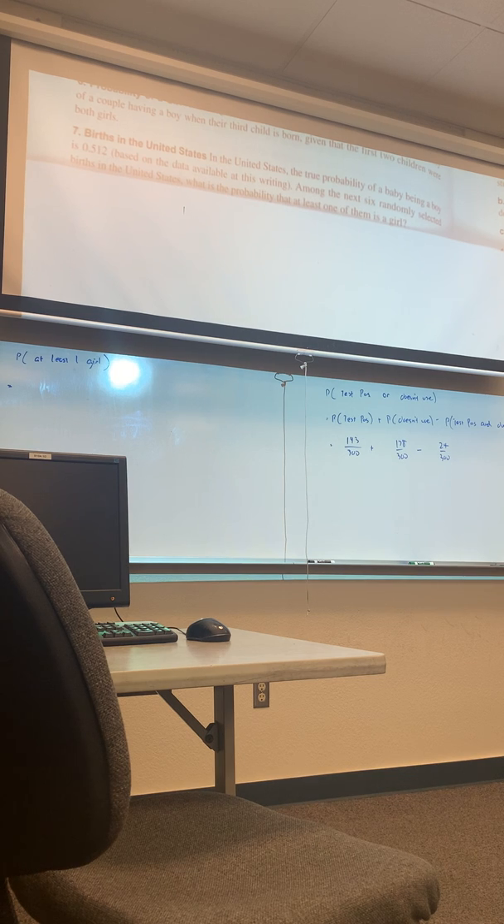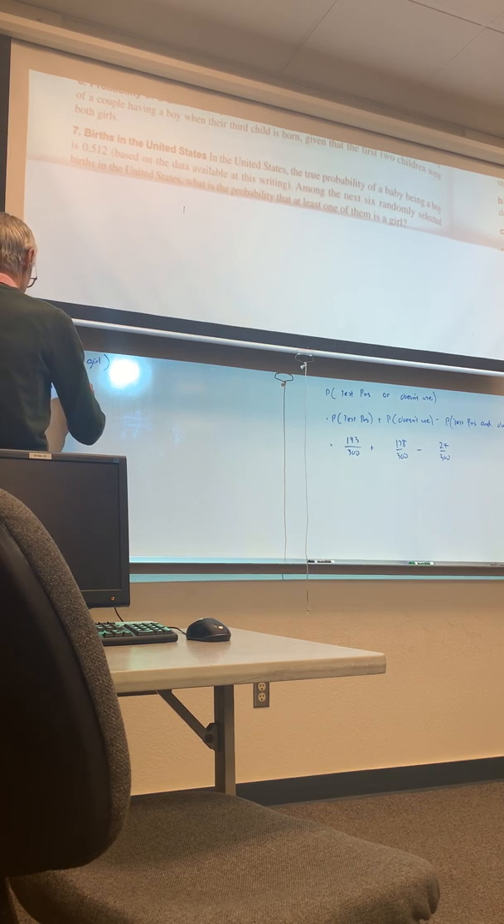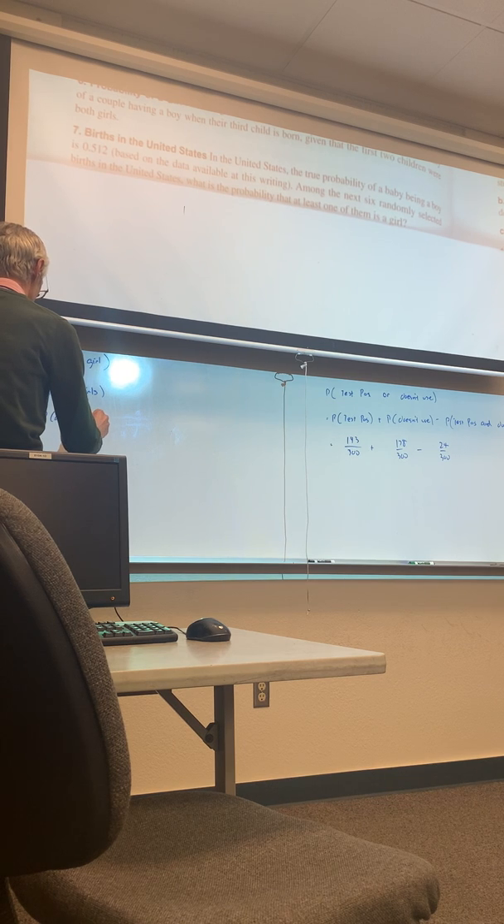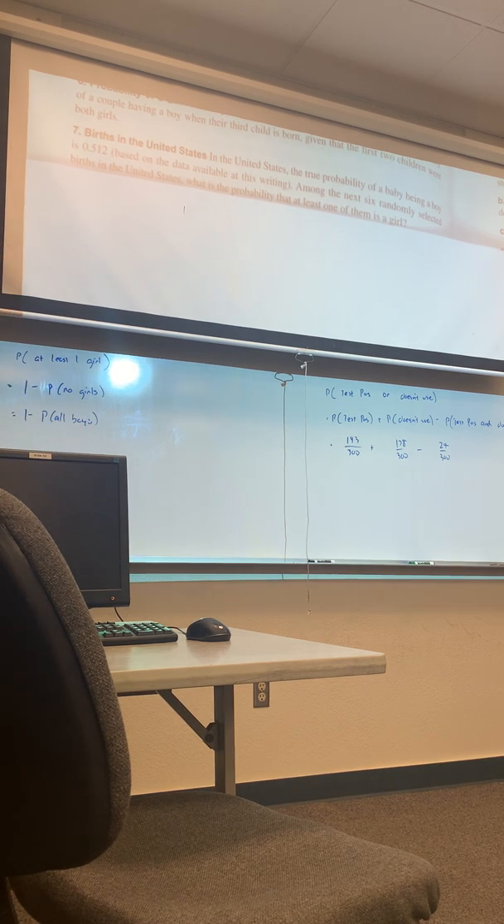Yeah, the probability of at least 1 is 1 minus the probability of all boys. No girls, all boys. And that's easy to compute. Okay, so we can assume these births are independent, different people, different locations, not related. So what's the probability of all boys?